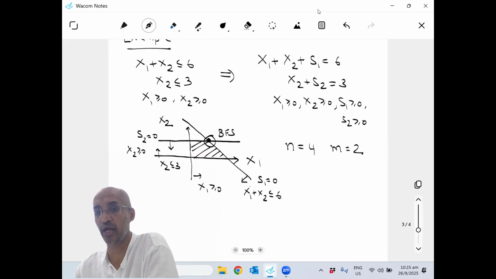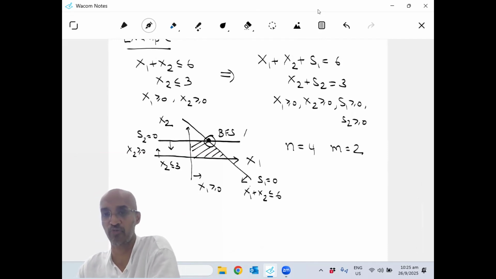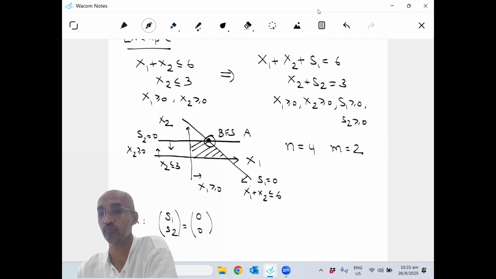S1 takes a value 0 and S2 takes a value 0 at this point. So if I call this point A, at the point A, if I set S1 and S2, my slack variables, both equal to 0, and solve for my basic variables, X2 will be 3, X1 will be 3. So these are my non-basic variables.